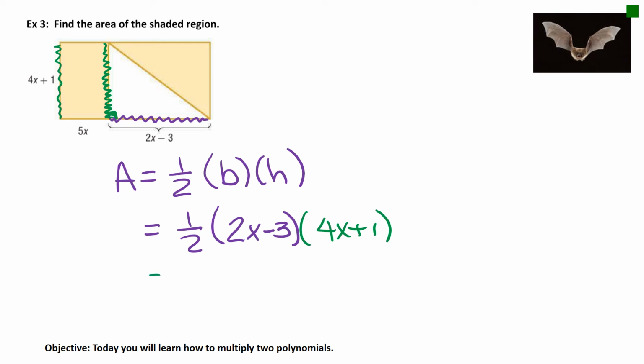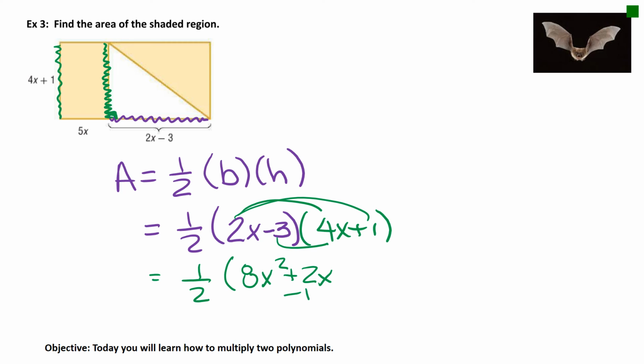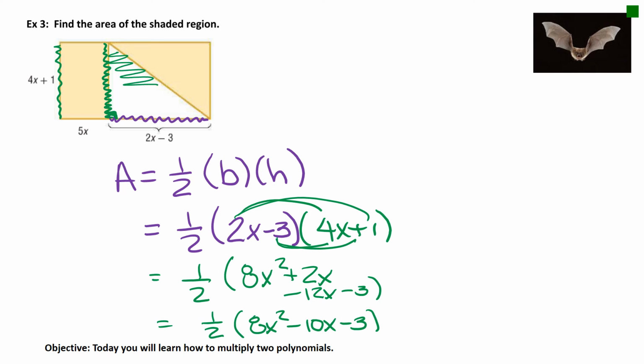So I'm going to leave the 1/2 alone for a minute, and I'm going to FOIL. That's going to be 8x squared. That's going to be plus 2x. Oh, I wrote way too big. That's going to be minus 12x minus 3. So I have 1/2 times 8x squared minus 10x minus 3. That's the area of the triangle.